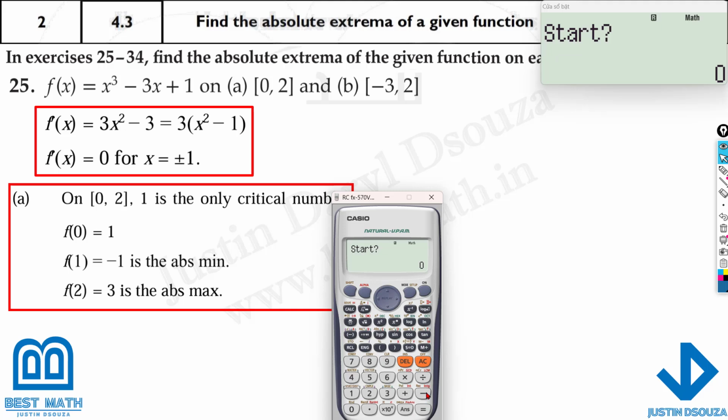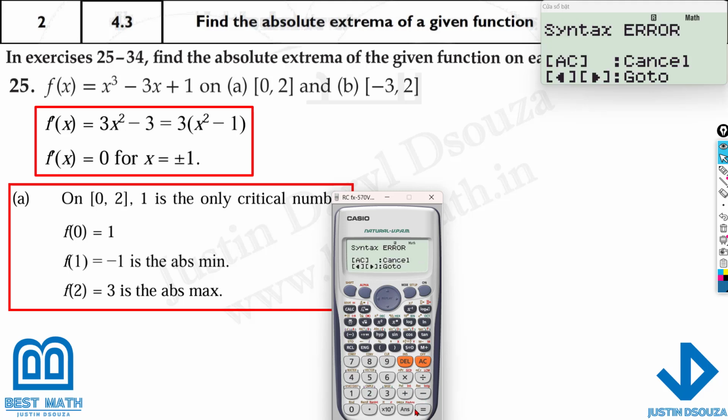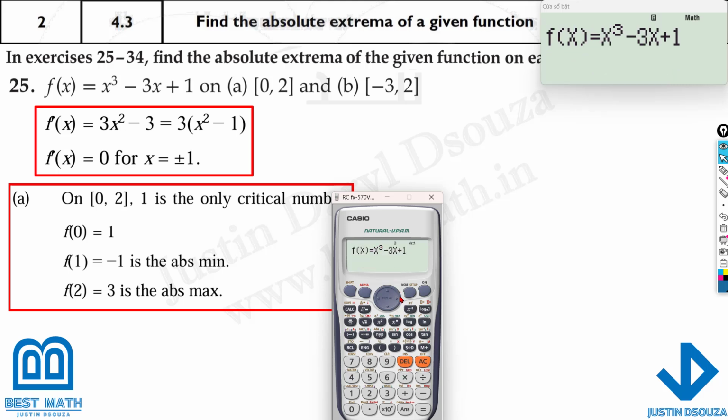But start at minus 3, the lower value, end at 2. Let me just check, okay, what is the mistake here? X cubed. Everything is all right. Let's press equal to. This is also equal to. Start at minus 3 and end at 2. And let the step be 1. And we can see which is the maximum and minimum. Minimum is negative 17.